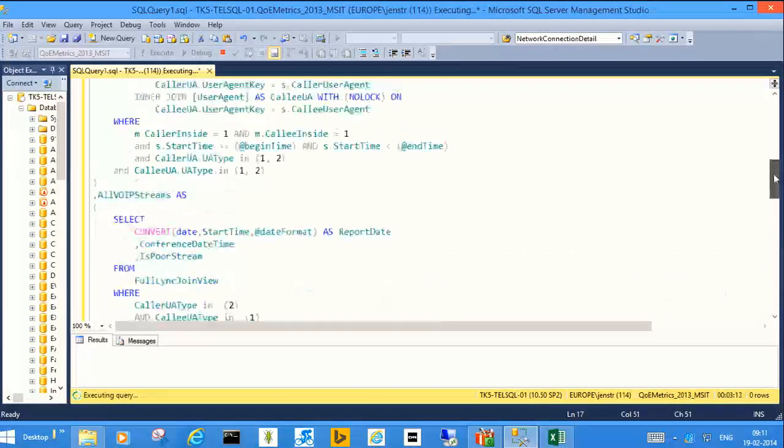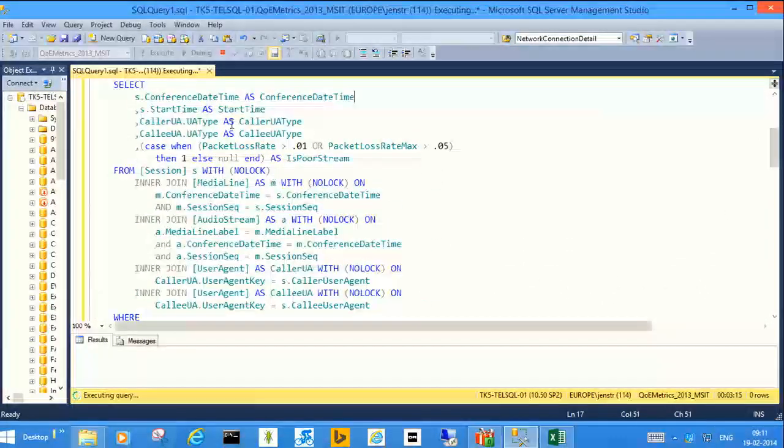Don't forget the criteria. Yeah, exactly. So the criteria is here. That's what we talked about before. The two things we're looking at are loss over 1% or a peak or max of 5%. And this is the same sentence we use in all the queries. And if you want to look at something else, this is where you would change it.